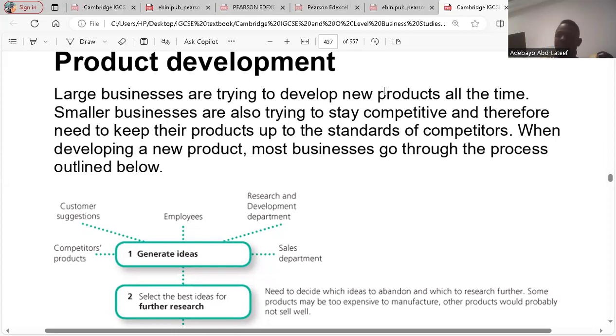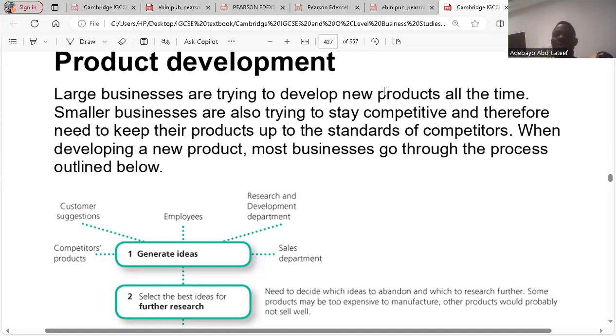Large businesses have the financial capability to do research and development. So logically, every now and then they can develop new products. Smaller businesses might not be able to develop new products, but they ensure that their existing products are up to standard to be able to compete with those of the competitors.